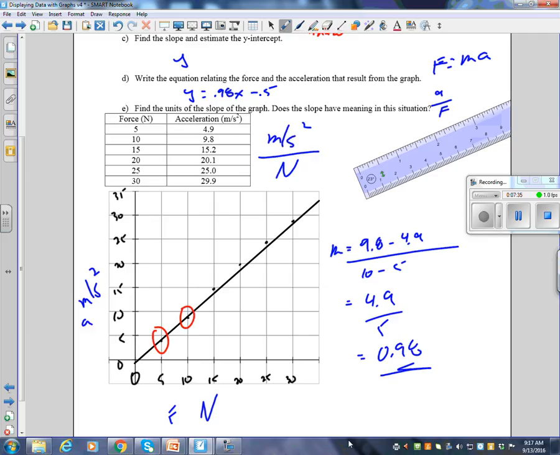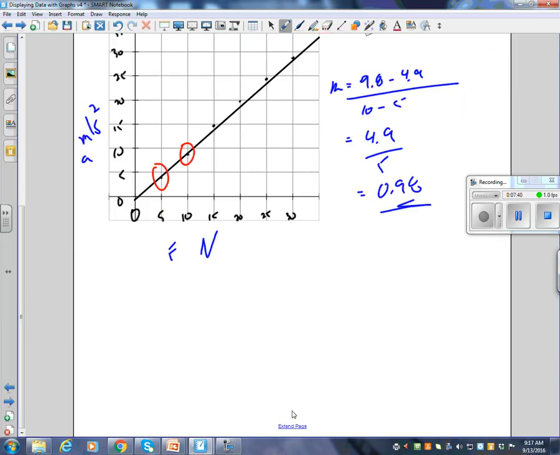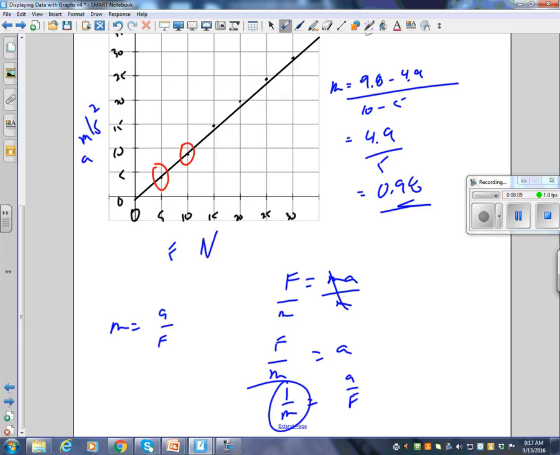I'm going to write it down here. This is an extension. Don't freak out if you don't know how to do this. This is just really extended stuff. The slope we said was a over f, right? So to rearrange this for a over f, I'd have to get rid of m on both sides. And then you'd have acceleration equals f. Unfortunately, we've got m for slope and m for mass. But I need a over f, so it'd be 1 over m is equal to a over f. So really, the slope is the inverse of the mass.